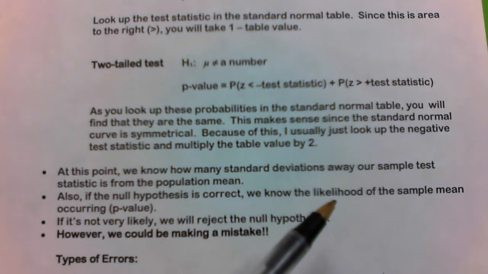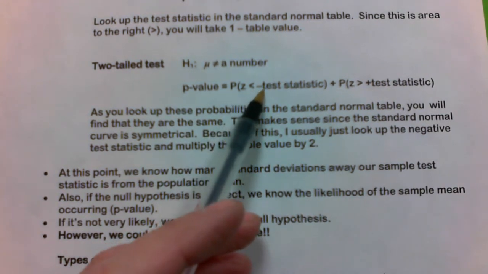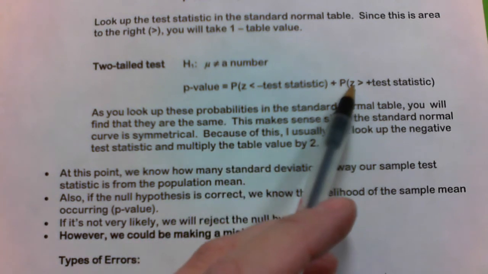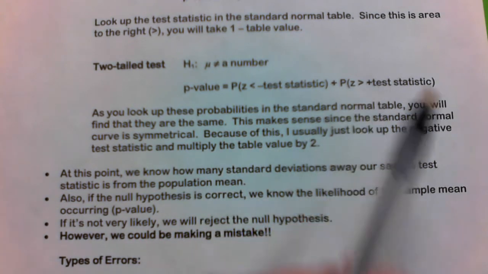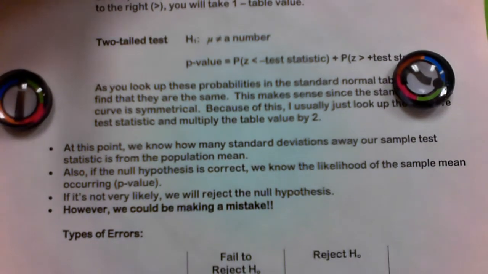Say in step 2, the test statistic, we calculated negative 1.25. So here we would do z is less than negative 1.25, and here we would do z is greater than positive 1.25. Okay, so again, when we do an exact example, I think it'll make more sense.